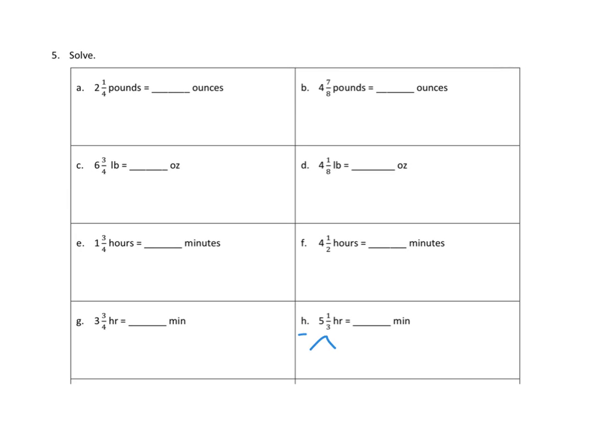So the 5 hours, let's see, there's 60 minutes in 1 hour. So the 5 hours would be, let's see, 60, 120, 180, 240, 300 minutes in 5 hours. Now, if you need to do that here on the side where you multiply 5 times 60, hey, go right to it.